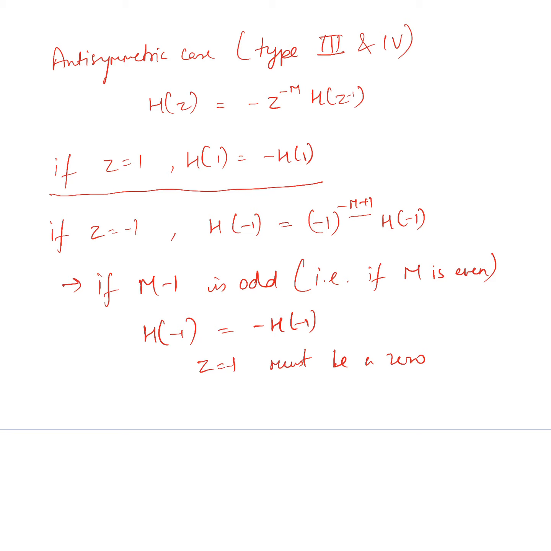So these are some of the constraints on the location of the zeros. These zeros are must conditions depending on the values of m. It is a mandatory requirement to design an FIR linear phase system.